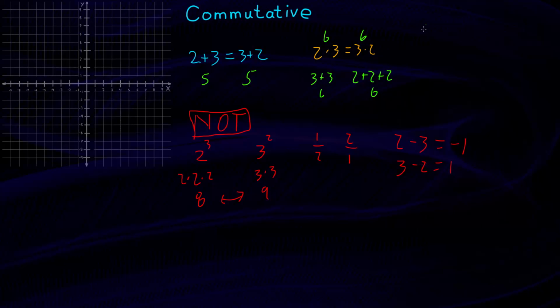The operations that are commutative are addition and multiplication. Commutative means that you can swap the order, and you still get the same result. That is true for addition and that is true for multiplication.